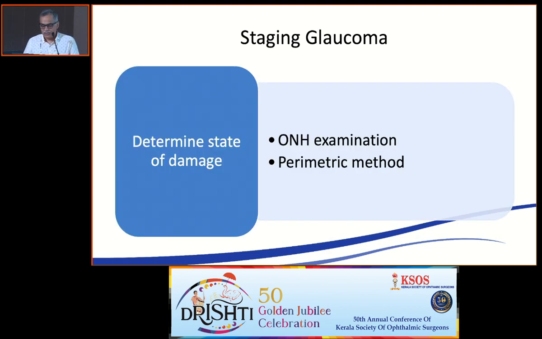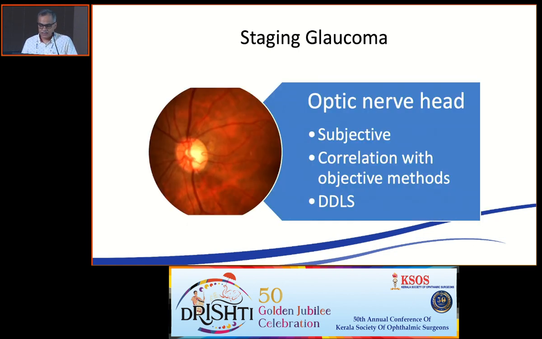Now, staging of glaucoma can be done by many methods. The ONH examination is easiest to do, but it is more or less subjective. It depends upon the pupillary size, what sort of examination you are doing, and how experienced you are at the clinic. And it should always correlate with the objective methods that we are doing for the patient, the tests that we are doing, OCT or fields or whatever.